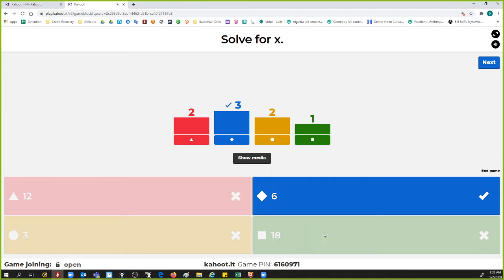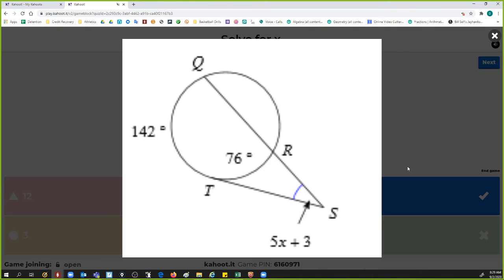Okay, not too bad considering there were variables involved. Let's take a peek at this. At least the variable is on the angle, so it's not going to be completely isolated, but it's not going to be too bad because we're going to have the 5x minus 3 is equal to, and remember that on the arcs it's just big arc minus small arc, and then divided by 2. I'll just speed this up a little bit and do the whole right side in one shot. 142 minus 76. I'm doing this in my head.